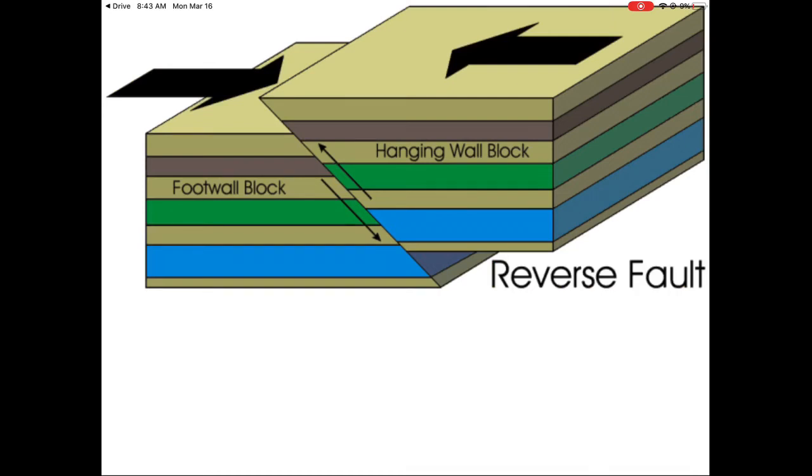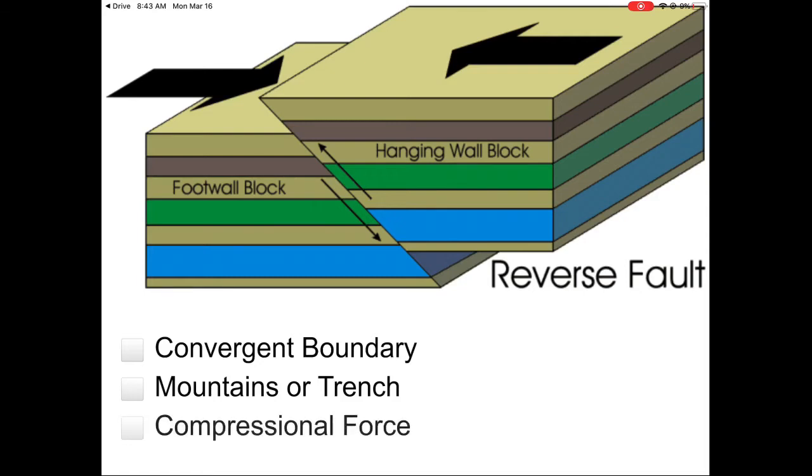Whereas a reverse fault is going to happen at a convergent boundary. We're going to have a compressional force pushing those plates together. We're going to form a mountain or a trench there. This is called a reverse fault because it kind of goes against what you would think would happen. You can see the hanging wall is going to slide up the foot block. Okay, so it's going against that gravitational suggestion there. So reverse fault, the hanging wall block is going to slide up the foot wall.